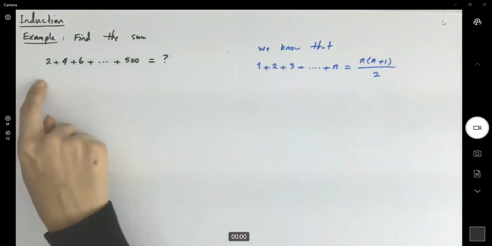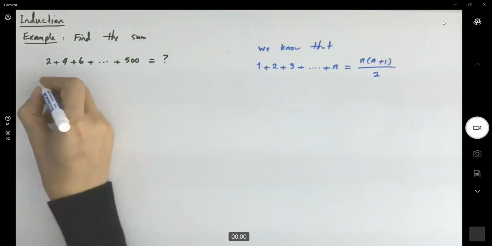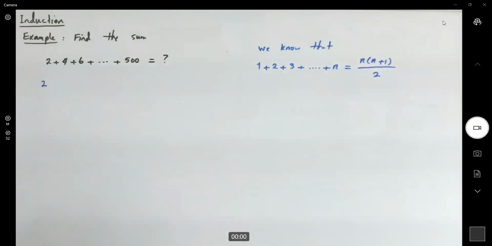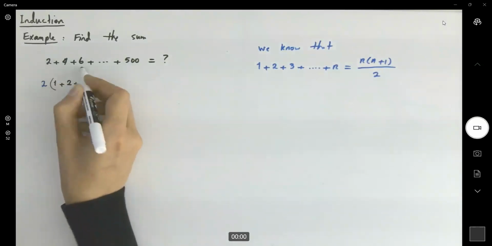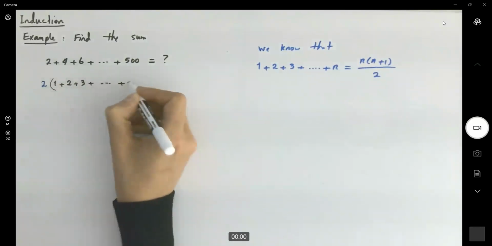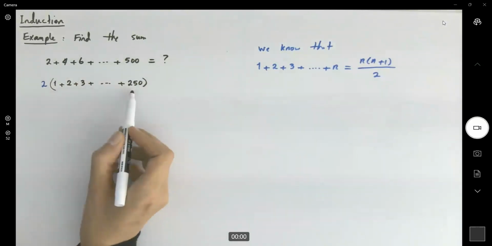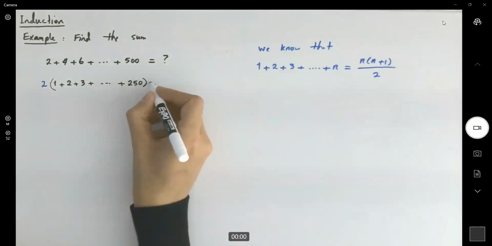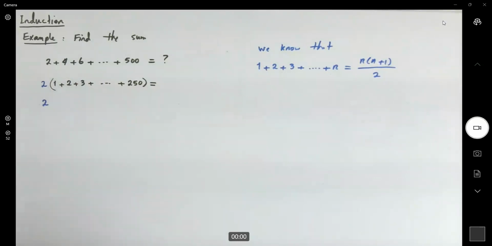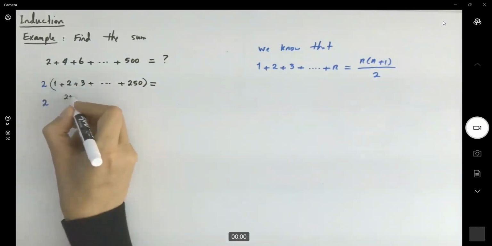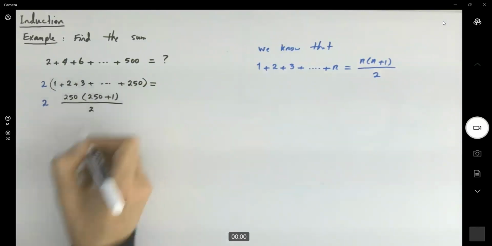So what are you going to do? One of the methods is to just factor out 2. If you factor out 2, these are just even numbers, all right? Factor out 2, you're left with 1, then 2, then 3, plus the rest, up to 250. You already know this sum. This is equal to, copy down 2, and then here you go, 250 times 250 plus 1 divided by 2.